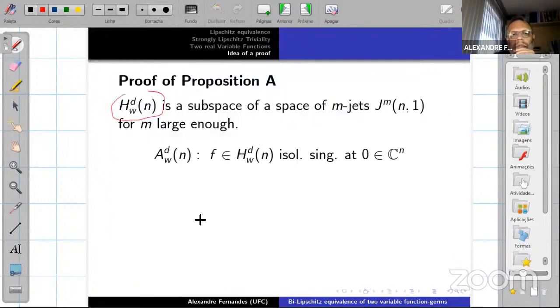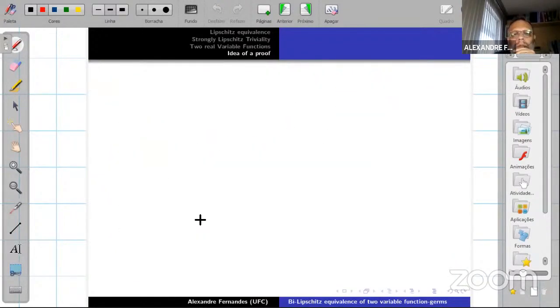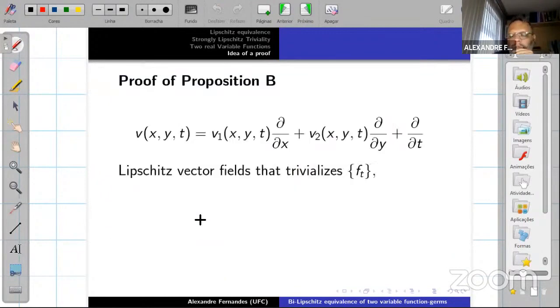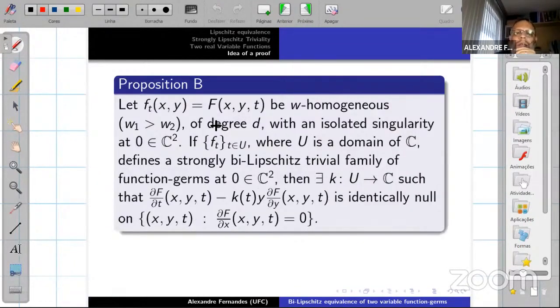Then you can use another lemma. In proposition B, now we use our specific case. Alexandre, oh, we have a few more minutes, okay?